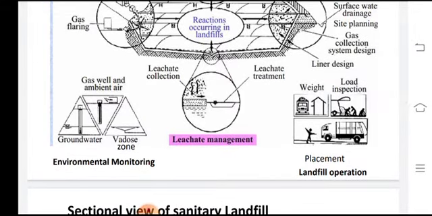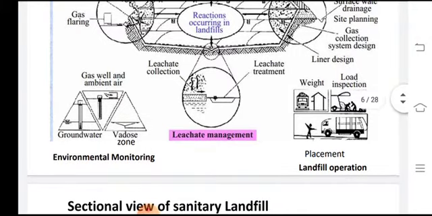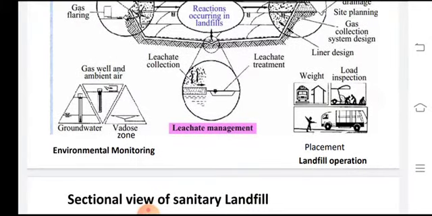Then we have another important thing, that is environmental monitoring. We are concerned about the soil contamination due to the leachate, and we are also concerned about the groundwater contamination due to that leachate. Then we are also concerned about the gas being evolved, gas being released. So we must have a monitoring system. There must be monitoring wells, there must be a gas well to monitor the gas situation. So continuous monitoring is important for an engineered landfill. So environmental monitoring is an important aspect.